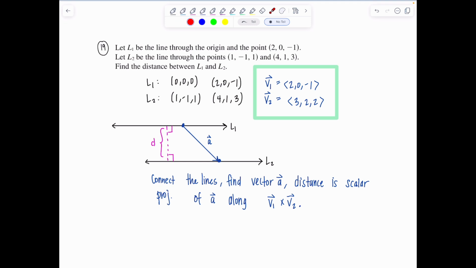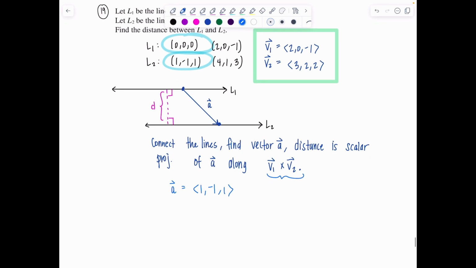Okay? So first, let's find vector A. We just need to pick a point on each line and make a vector. Let's just use these first two right here. So vector A has components 1, -1, 1. Love it. Now we need to find V1 crossed with V2. I'll call it N because it's normal to both. So N is V1 crossed with V2. They're already stacked here nicely, waiting for you to take their cross product. And so we get 2, -7, 4.